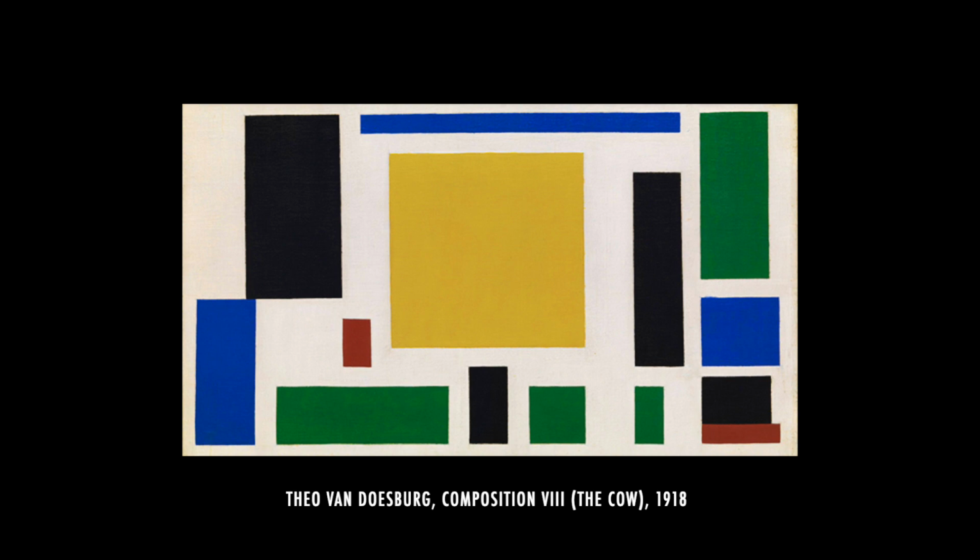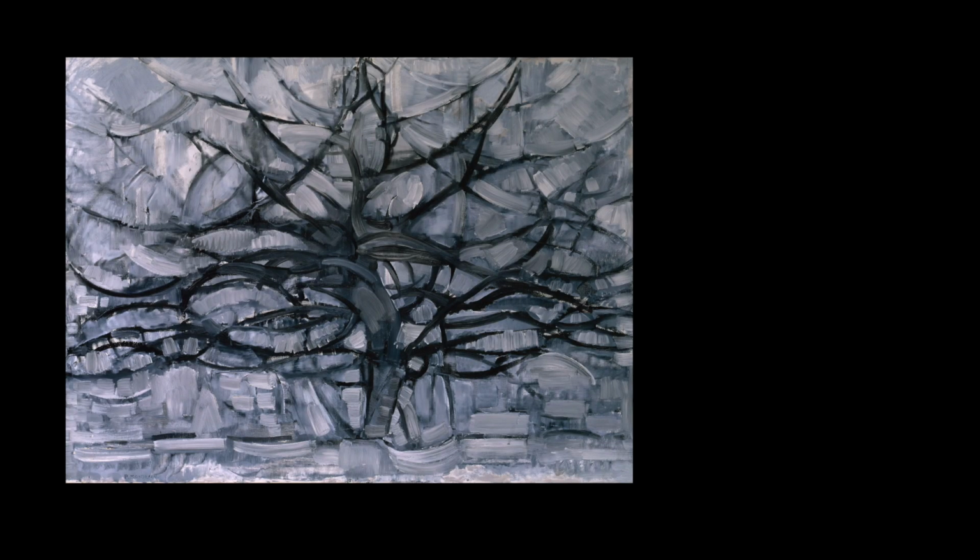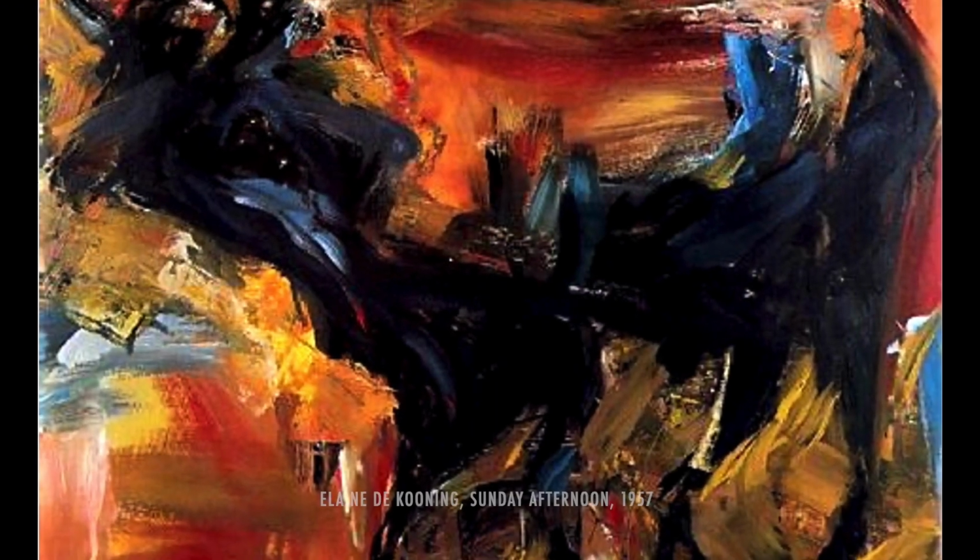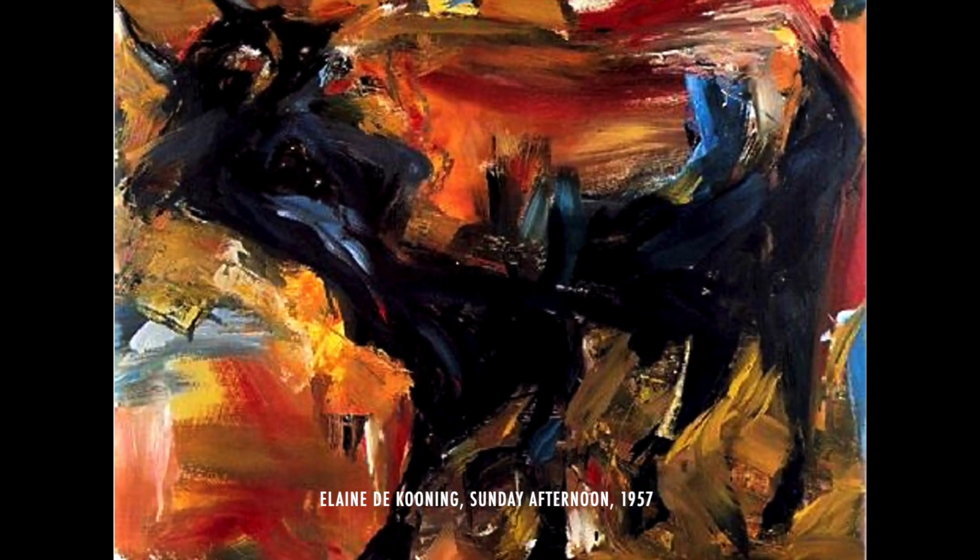In this work, The Gray Tree by Mondrian, we can see the artist reducing the visual essence of a tree. Mondrian creates a rhythmic series of arcs and draws attention to the negative spaces between the branches. He is abstracting the tree. Let's look at Sunday Afternoon by the painter Elaine de Kooning.